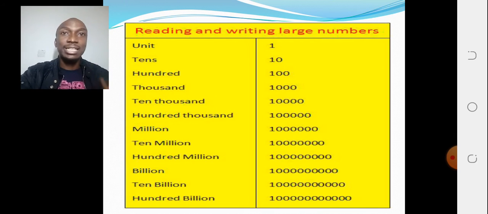Now let's look at this number chart and consider the digits and the number of zeros each of them have. Unit has just one digit with no zeros. 10 has 2 digits with 1 zero. 100 has 3 digits with 2 zeros. From now, our emphasis would be on the number of zeros. 1000 has 3 zeros. We'll skip to million. Million has 6 zeros. Good. Skip to billion. Billion has how many zeros? 9 zeros. Good. But like I said, our focus in today's lesson is million with 6 zeros.